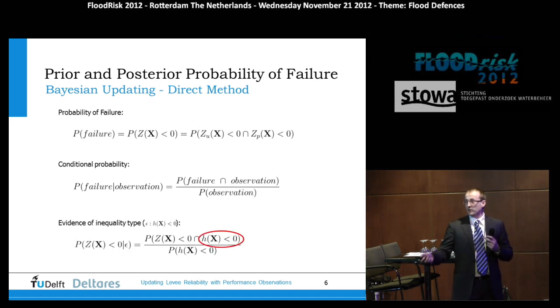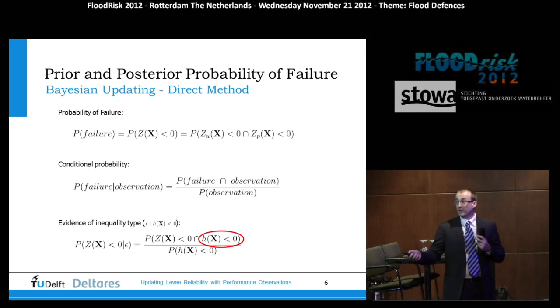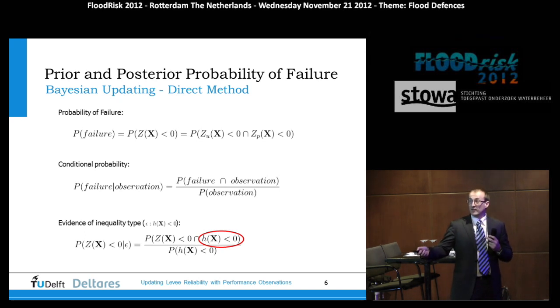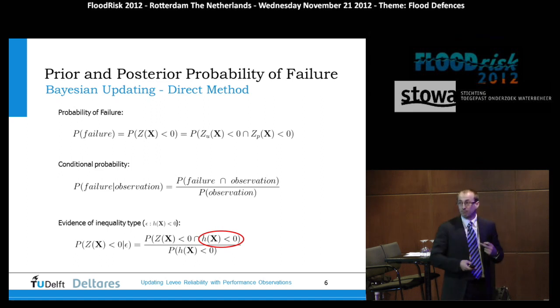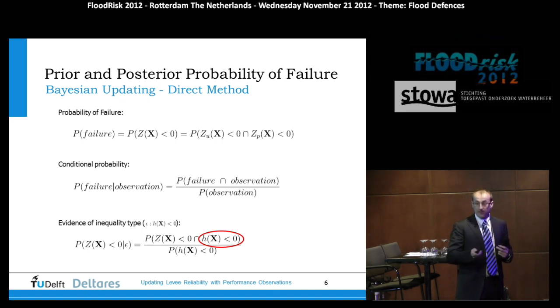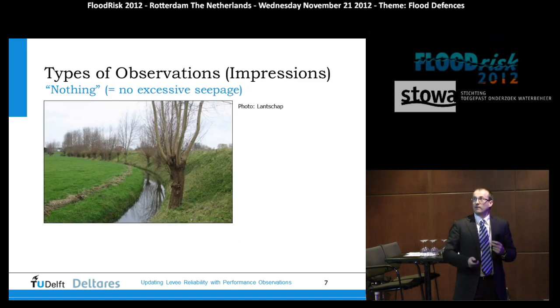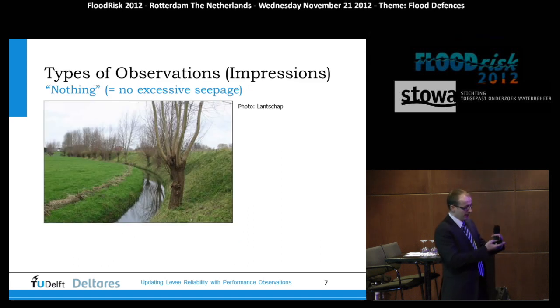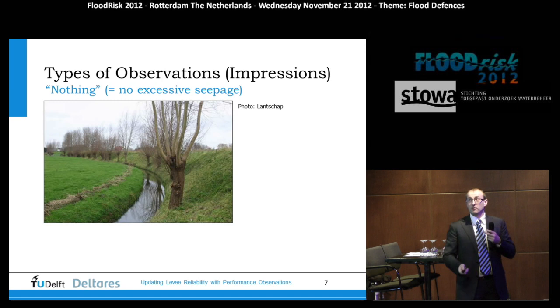I just want to focus on this one. This term would describe the observation. You need some type of inequality, and this also shows that some random variables in the model describing the observation need to be the same as the ones that describe failure. And then you can get some updating effect. So how would this work with the uplift, heave, and piping models that I was describing before?